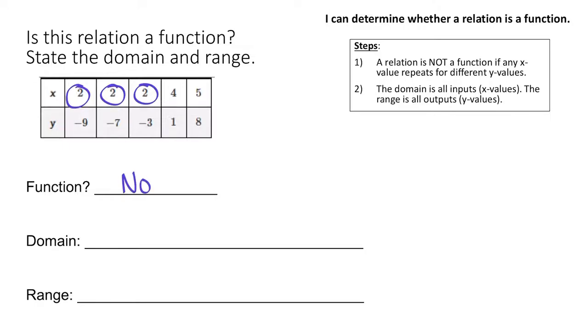Now we're going to list out the x values to describe the domain. So remember, we don't need to write a repeated value more than once, so we're just going to write 2, 4, and 5. The range will be all of the y values, so the range will be -9, -7, -3, 1, and 8.